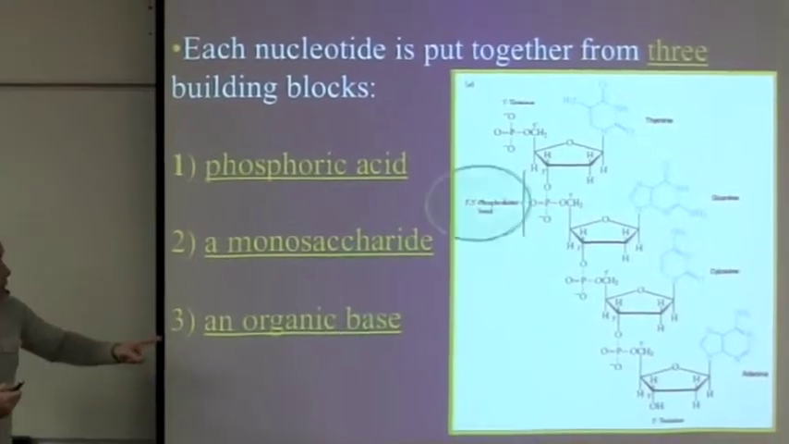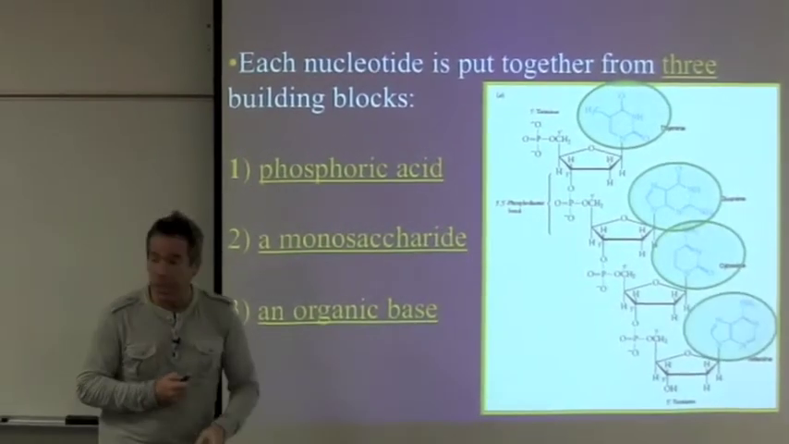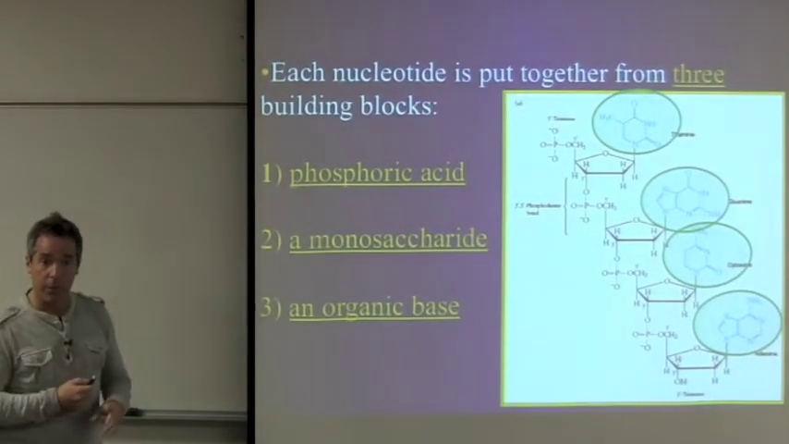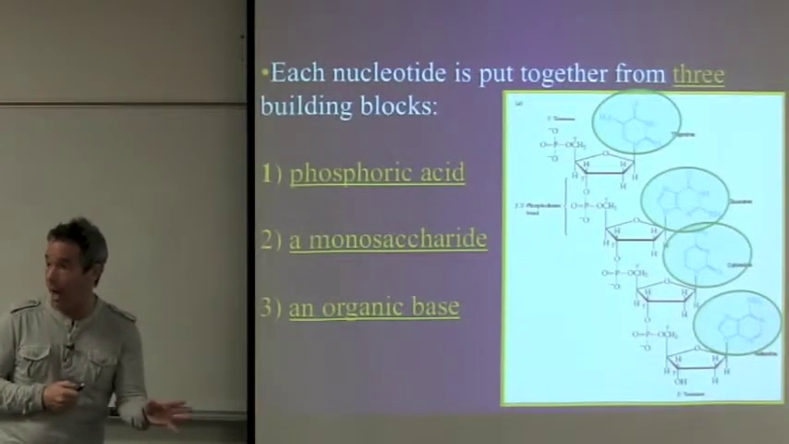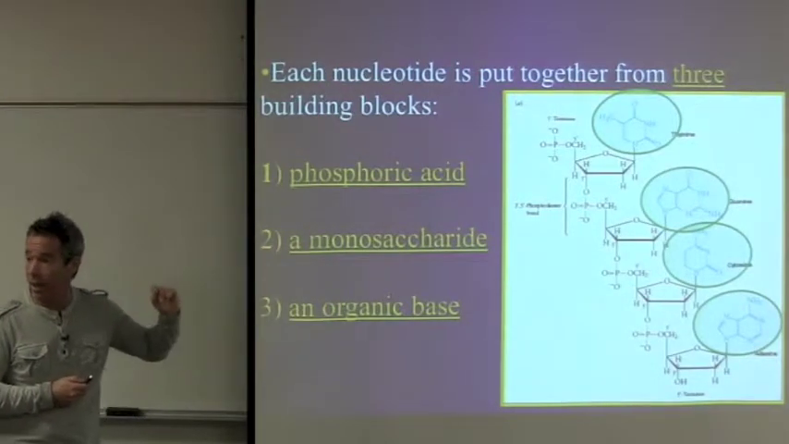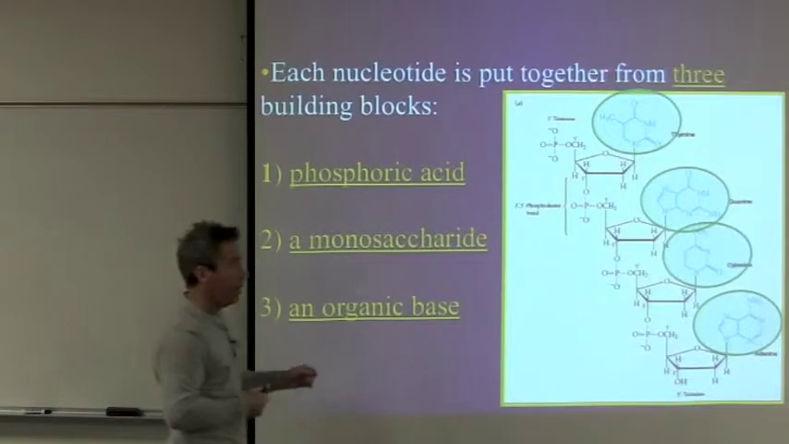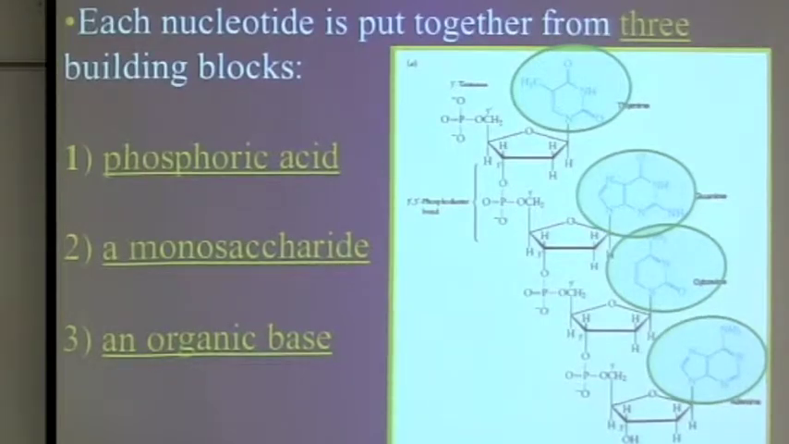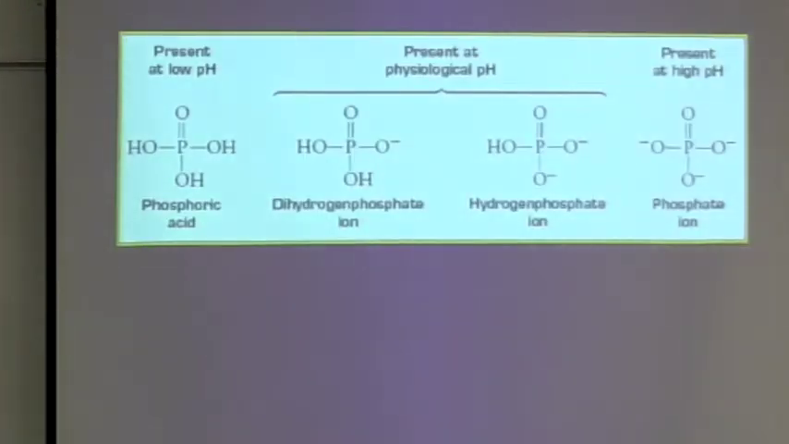And then in blue, in DNA and RNA, there'll be one of 4 organic bases. Remember, for amino acids, we saw 20 different side chains. These are analogous to the side chains. Whether it's DNA or RNA, you'll have one of 4 different bases. Let's take a look at each one of those parts.